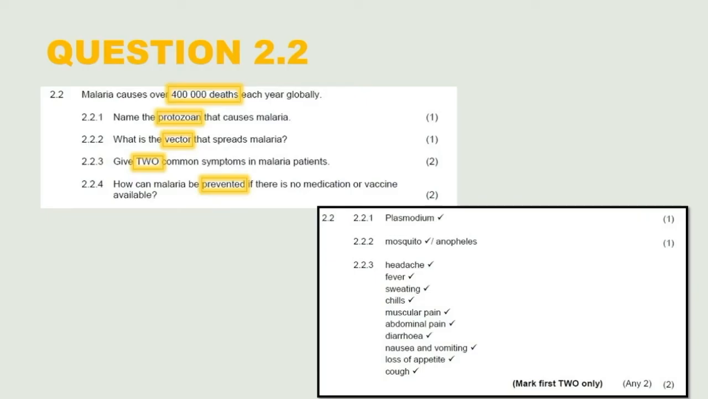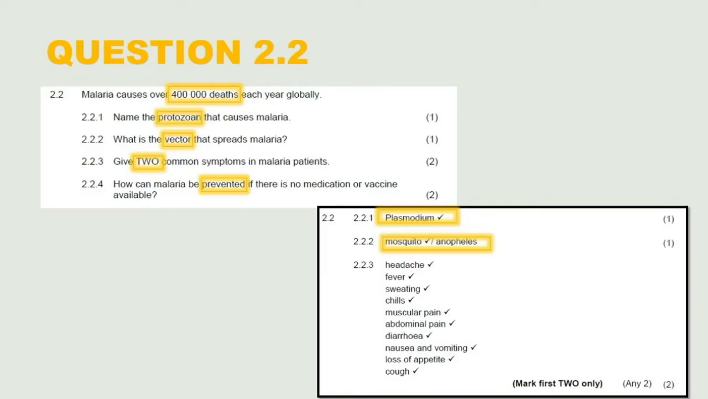So let's have a look at our memo. Firstly, the name of the protozoan that is responsible is Plasmodium. Please make sure that you write it with a capital letter. Then 2.2.2, the vector is the mosquito, specifically the female Anopheles mosquito. Remember, the Plasmodium parasite is found in the mosquito, and only then does it get transferred to the humans, which is the host. So humans are the host and the vector is the mosquito.